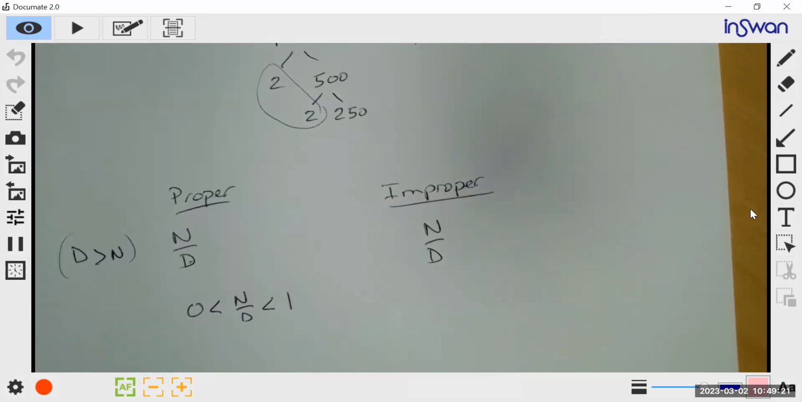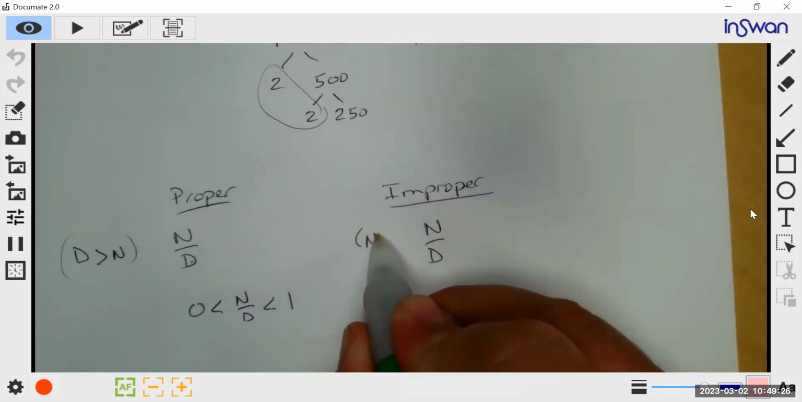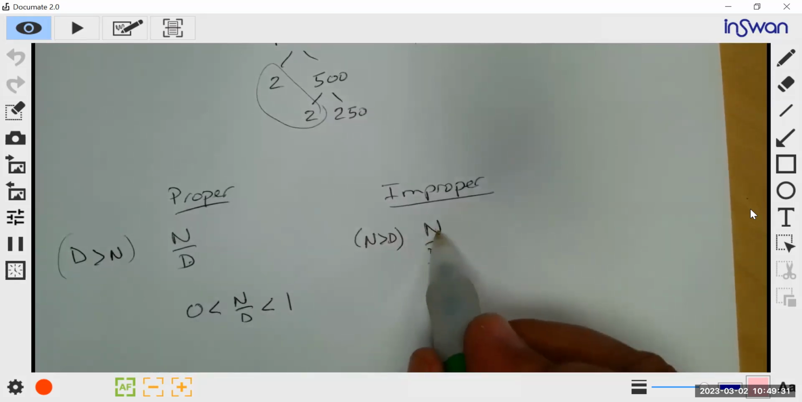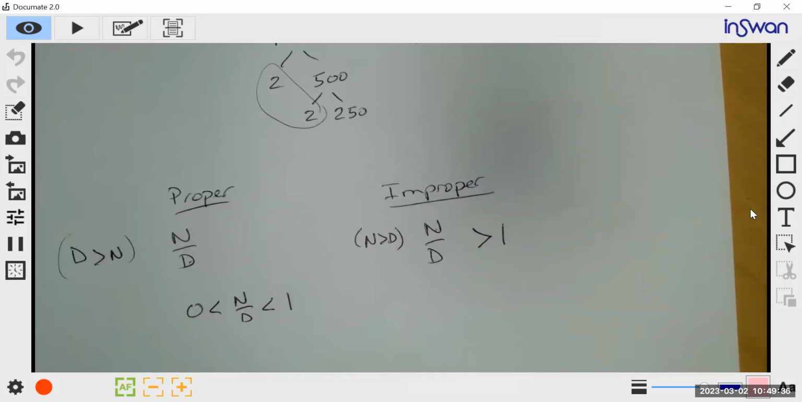It's always going to have a decimal, whatever. An improper fraction, the numerator is bigger than the denominator. Because of that, this one's always going to be bigger than 1. Or they can equal 1 if they're the same. But proper fractions will always be a decimal, meaning between 0 and 1. Improper fractions will always have an integer, that means bigger than 1.